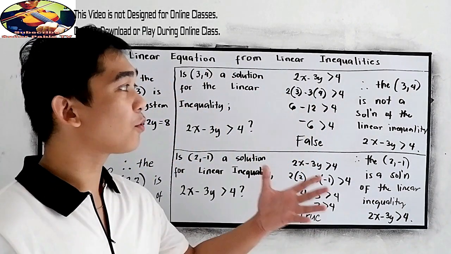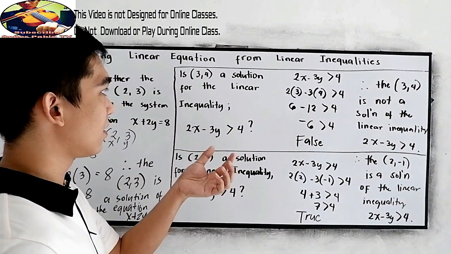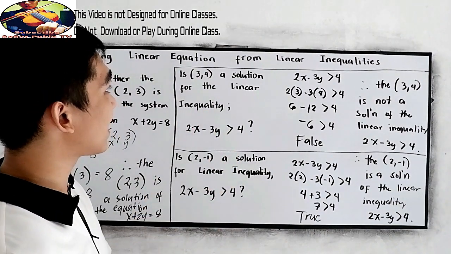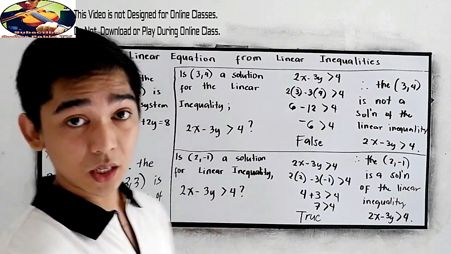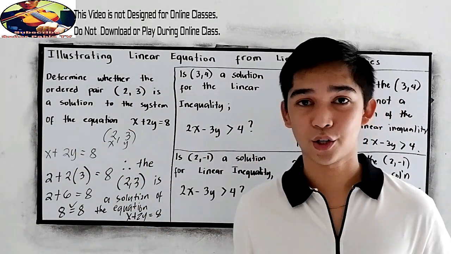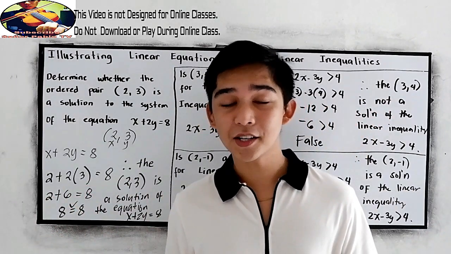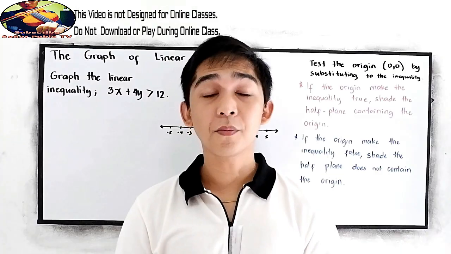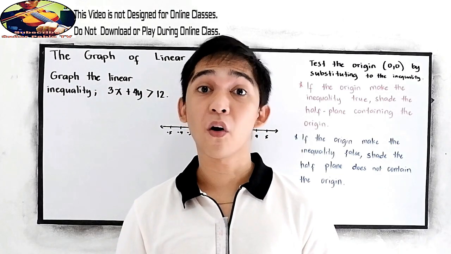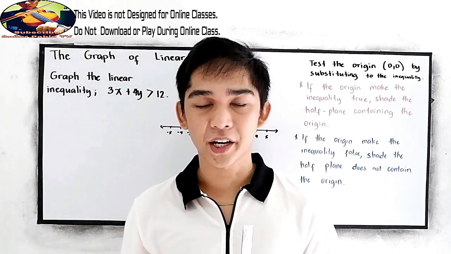So that's how to test whether the given ordered pair is a solution of the linear inequality or linear equation. Those are the differences between the linear equation and linear inequalities. We will now be discussing the graph of a linear inequality in two variables.